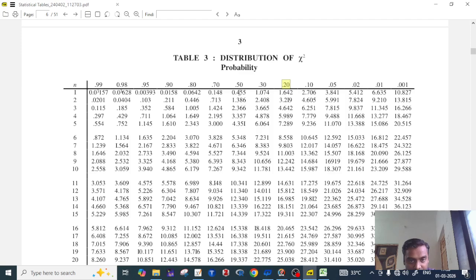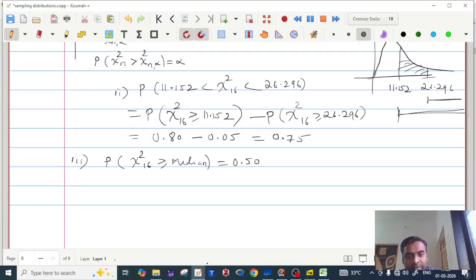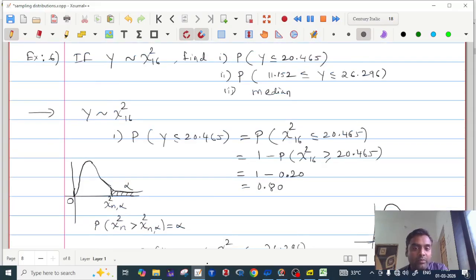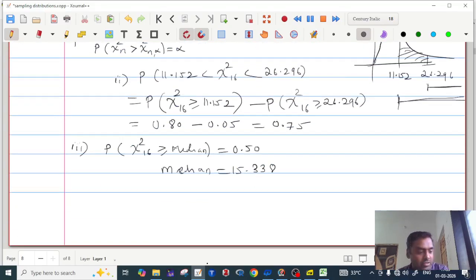Okay, this 15.338, the median is 15.33 from the statistical table. This way we have to calculate the probabilities for the chi-square distribution. So we have covered all the different types of examples for the chi-square distribution. Let's solve one or two examples.